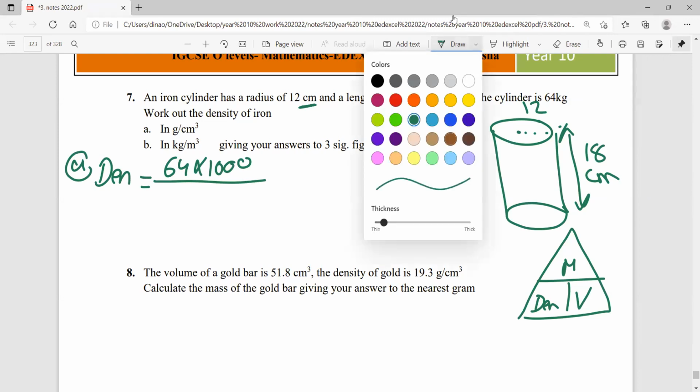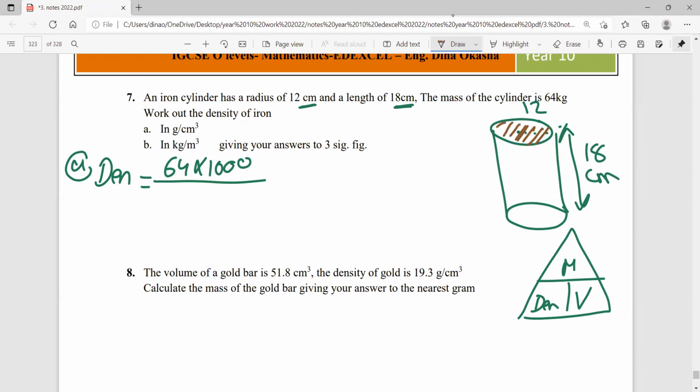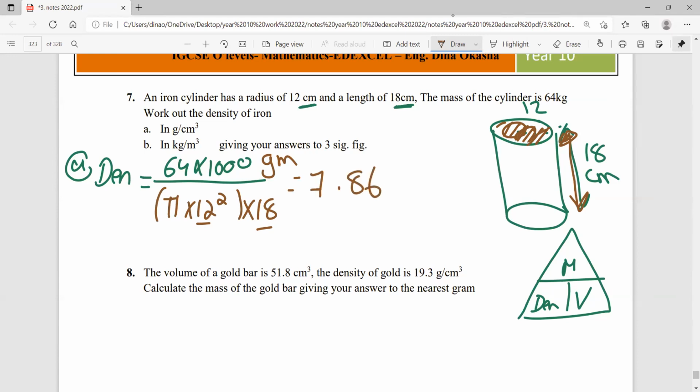Volume. What is the volume of the cylinder? The volume of the cylinder is area of cross section multiplied by the length, because this is a prism. The cross section of a cylinder is a circle, so pi times 12 squared multiplied by the length. All of these are in centimeters and this is in grams, so I immediately place it on the calculator: 64,000 over pi times 12 squared times 18. After rounding to 3 significant figures, I should get 7.86. And the unit, of course, is gram per centimeter cubed.